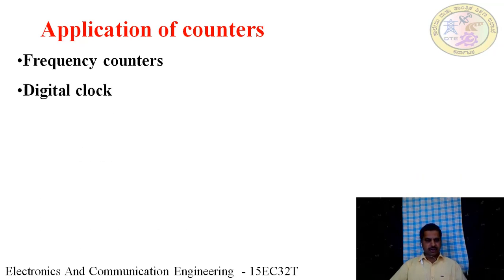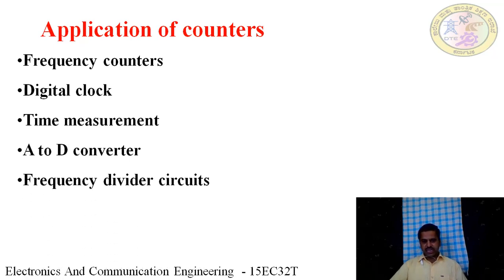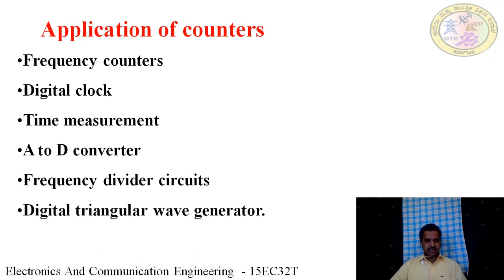Digital clocks we have seen in mobile phones, wristwatches or wall clocks. Time measurement of the duration between one state and the next state, or one process and the next process. And analog to digital converter, that we will study in the 4th unit. Next, frequency divider circuits. The ultimate goal of these flip-flops is divide-by-2 frequency, so we can use them as a frequency divider circuit. Digital triangular waveform generator, that we can see in the 4th chapter. We will study it in detail.